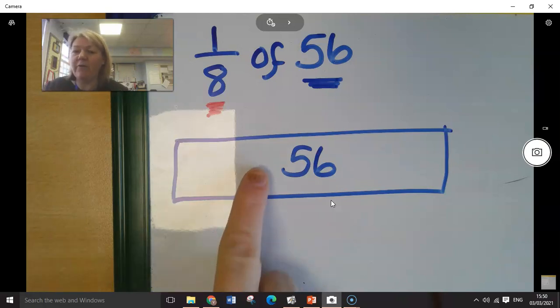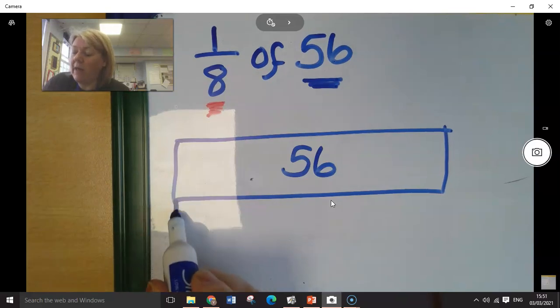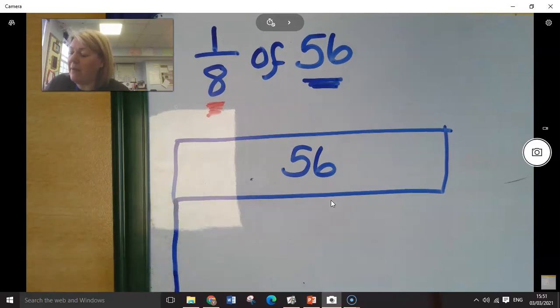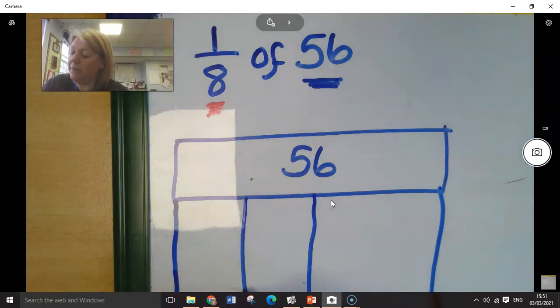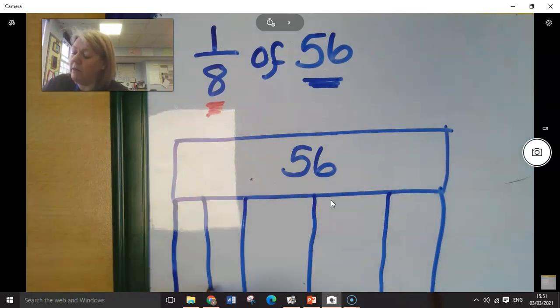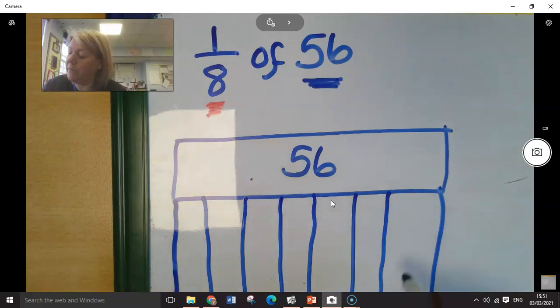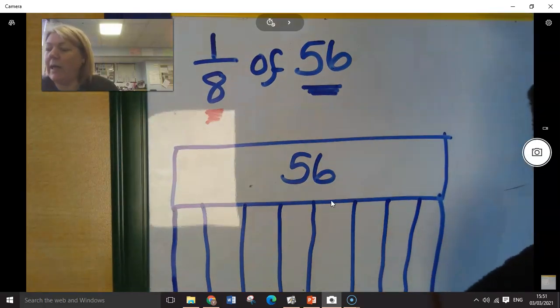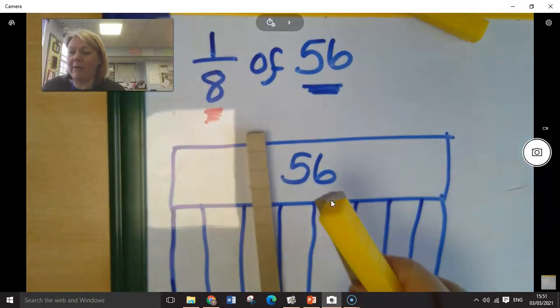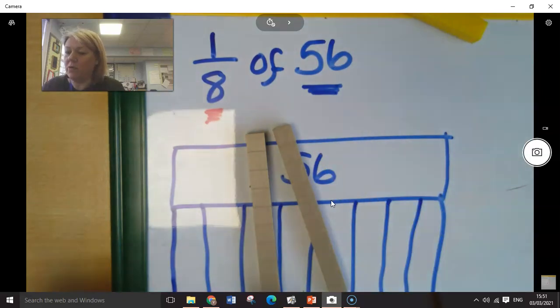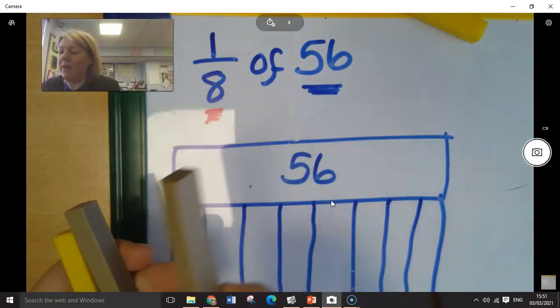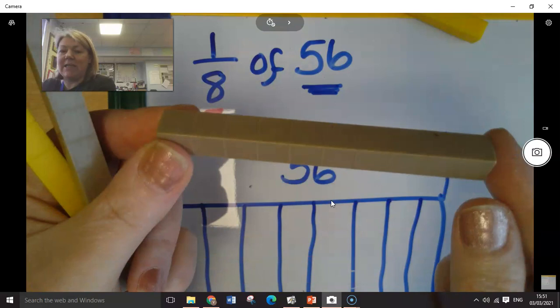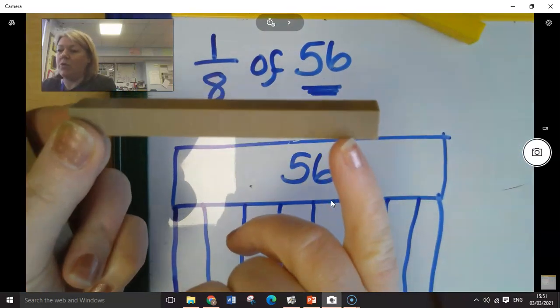Okay, I've got 56 and I know that my denominator is telling me that I need 8 equal parts. So I'm going to do 8 equal parts. Now, if I don't know my 8 times table, I've got some equipment in school here that can help me. You've all seen these before. These are called Deans, base 10, and each of these sticks is equal to 10.